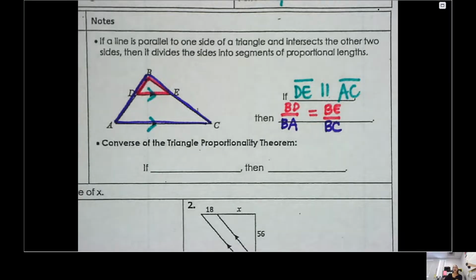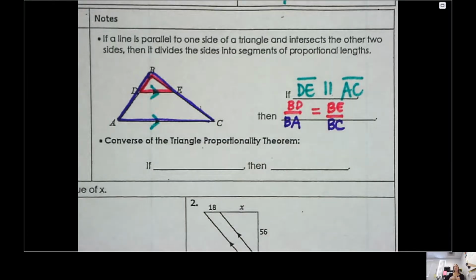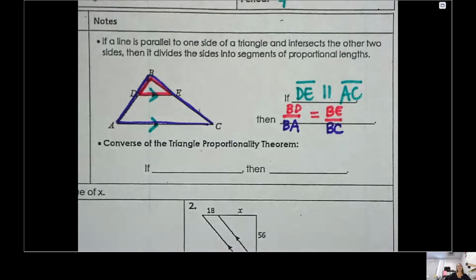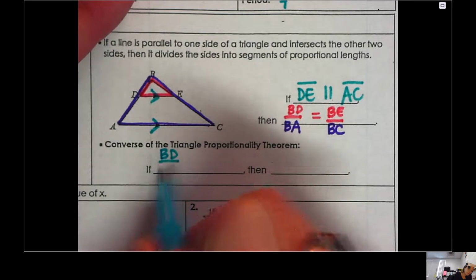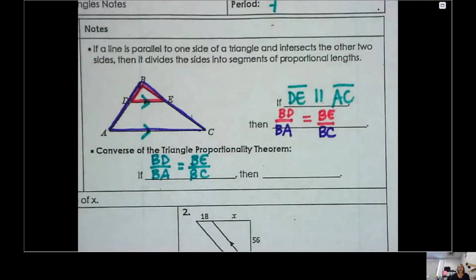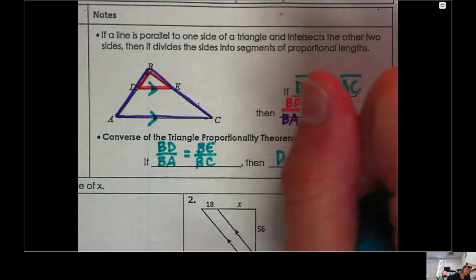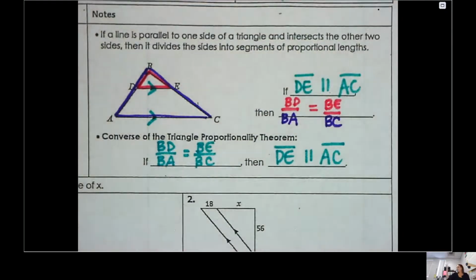The converse of that theorem says literally the opposite. So it says if you have these sides being proportional, then you must have two parallel lines. So it's literally just the opposite of the sentence right up here. That's what converse means. It means you just flip the sentences. So if BD divided by BA is equal to BE divided by BC, so if your side lengths are proportional, then side DE is parallel to side AC. So it's literally the same sentence, just flipped.